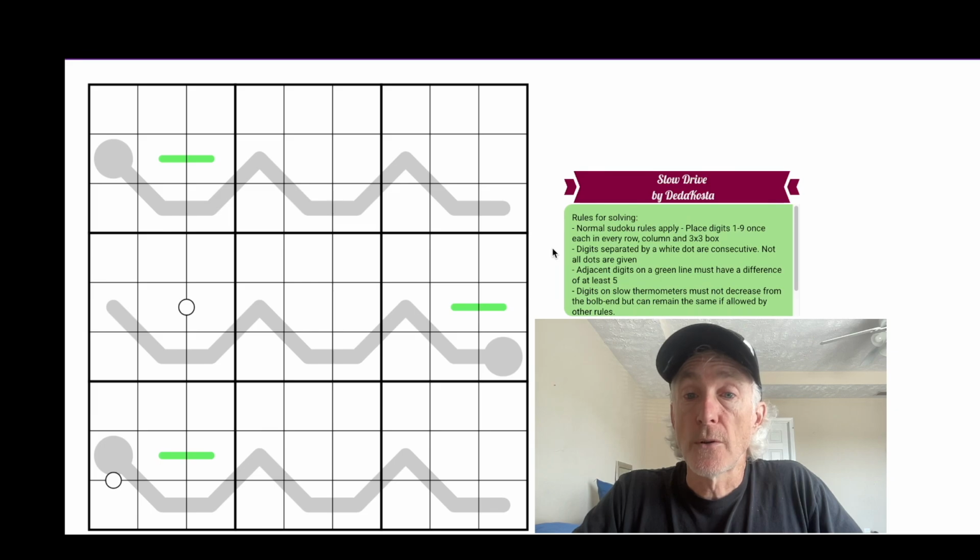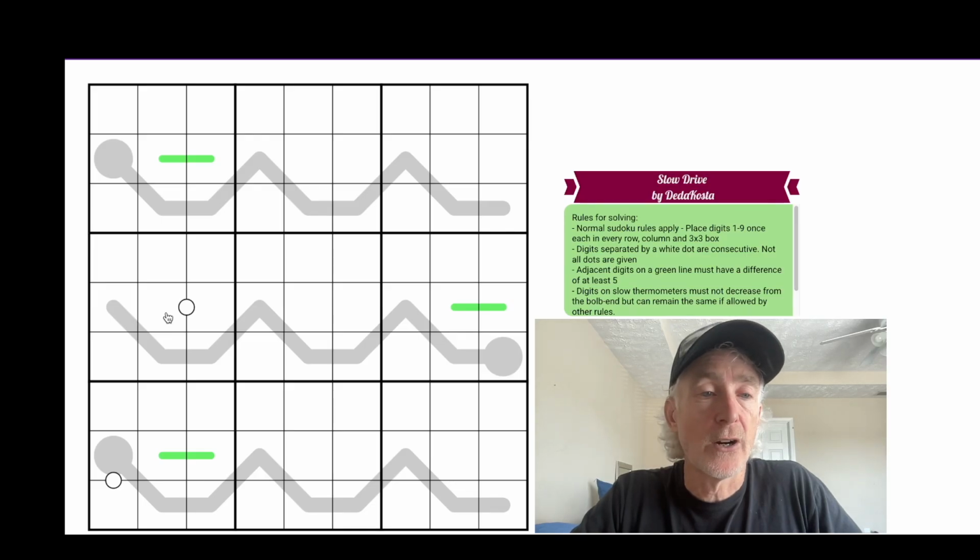We have normal Sudoku rules, so we're going to place the digits 1 through 9 once each in every row, column, and 3x3 box, just like normal Sudoku. We also have these white dots. These are also known as Kropke dots. Well, let me just read the rules. Digits separated by a white dot are consecutive, and not all dots are given.